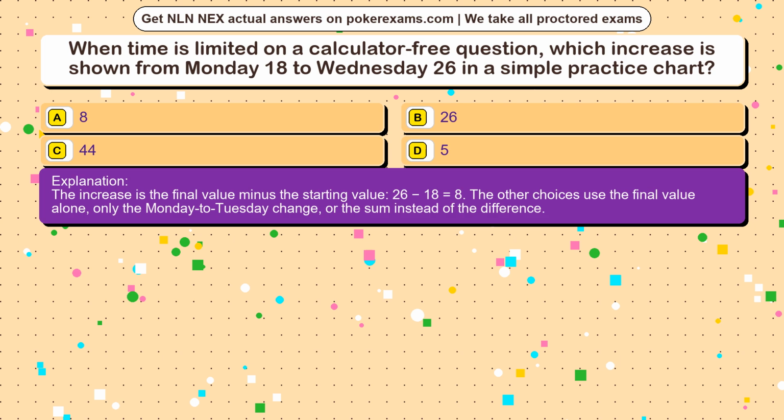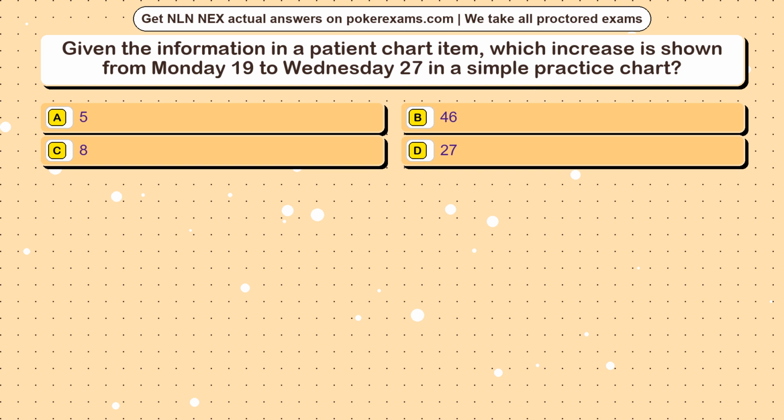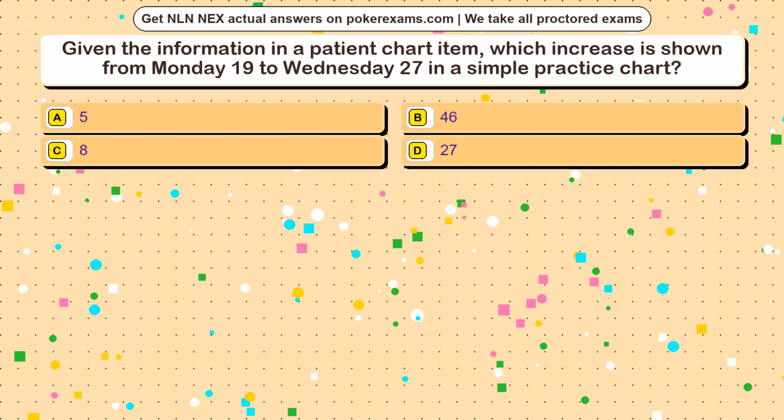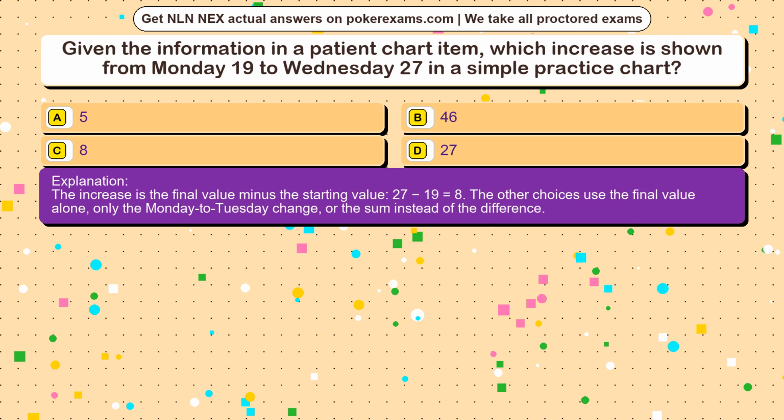Question 6. Given the information in a patient chart item, which increase is shown from Monday 19 to Wednesday 27 in a simple practice chart? Option A, 5. Option B, 46. Option C, 8. Option D, 27. The correct answer is option C. The increase is the final value minus the starting value, 27 minus 19 equals 8. The other choices use the final value alone, only the Monday to Tuesday change, or the sum instead of the difference.